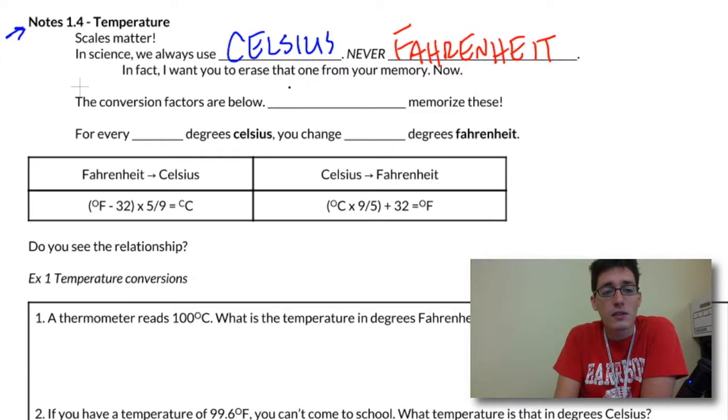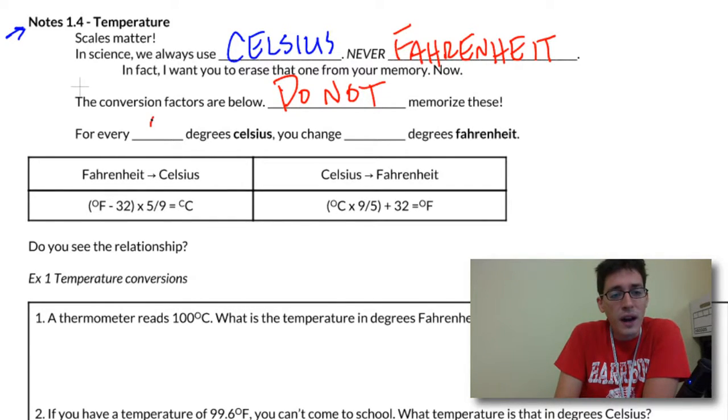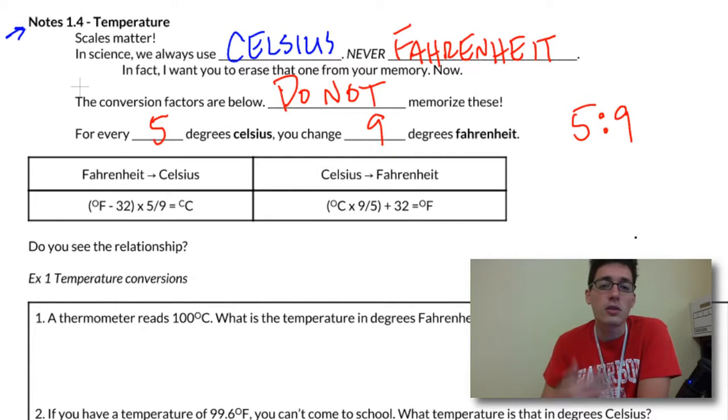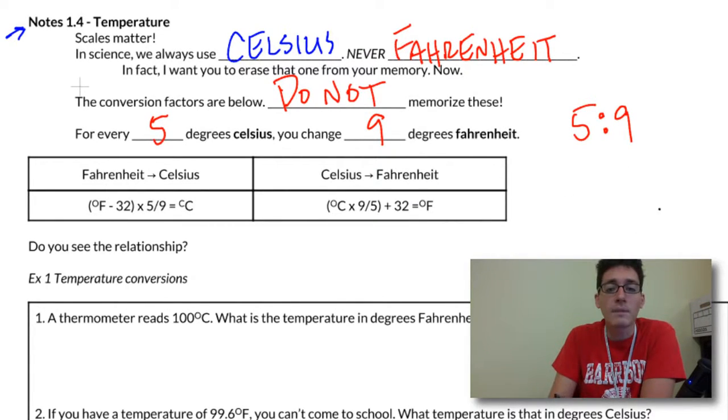The conversion factors are below, and you do not need to memorize these. I do not want you wasting brain power memorizing something we can find on the internet. What it is, is that for every 5 degrees Celsius we change 9 degrees Fahrenheit. So this is a 5 to 9 ratio. These ratios are always going to be coming back, and this is what these conversion factors show us.